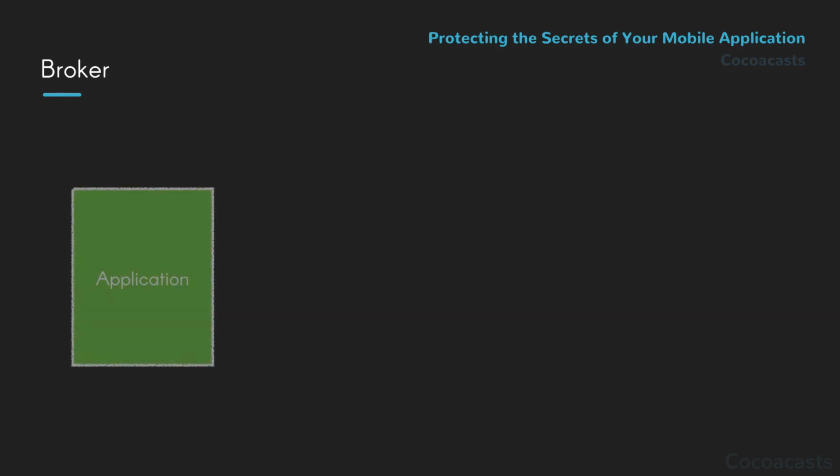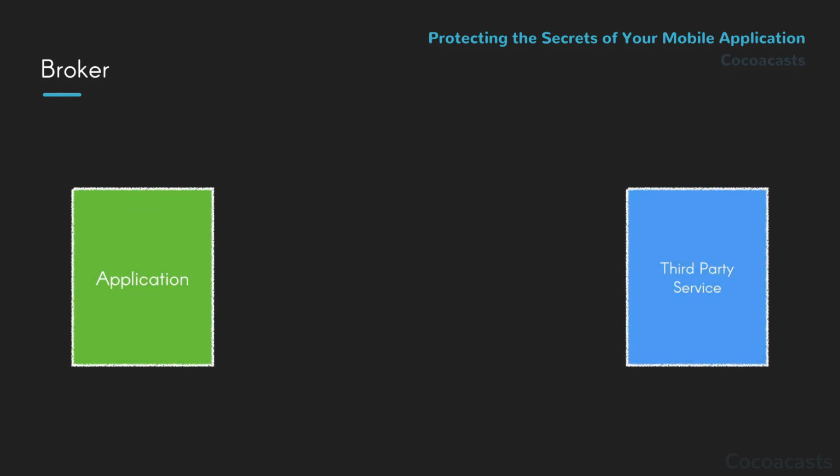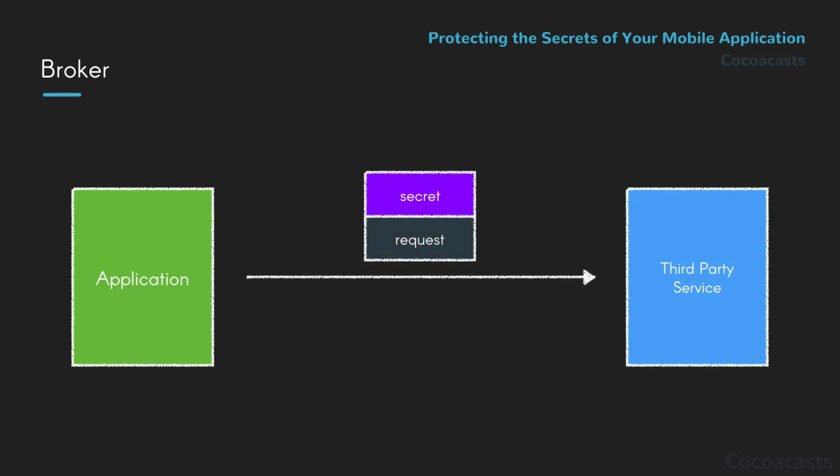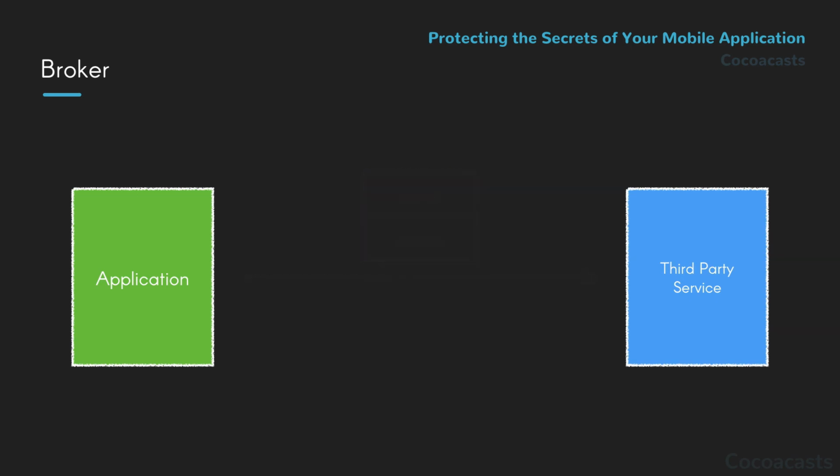The application you are building needs to notify a third-party service. The third-party service expects your application to authenticate every request with a secret of some sort, an access token for example. How is that possible if the application doesn't have access to the secret? The answer is surprisingly simple.